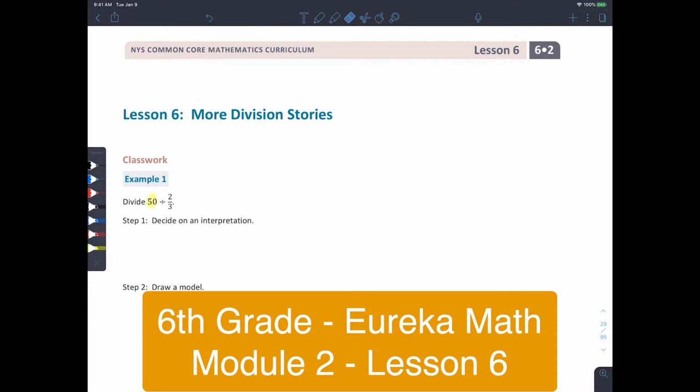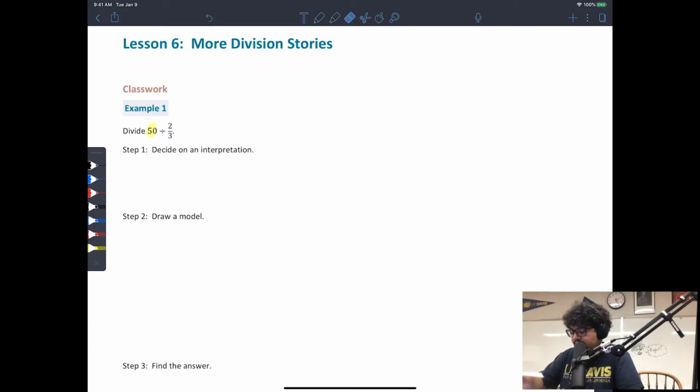Okay, and today we are focusing on lesson 6, more division stories. Okay, so example number 1, divide 50 by 2/3. So step 1, decide on an interpretation. For today's purposes, we are going to focus on partitive interpretation.